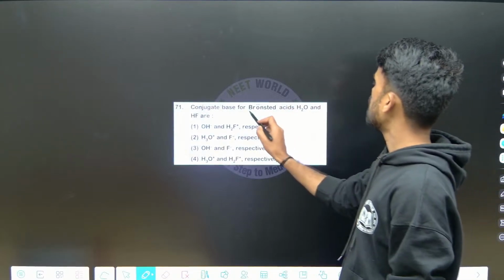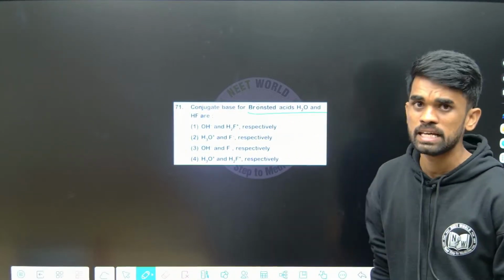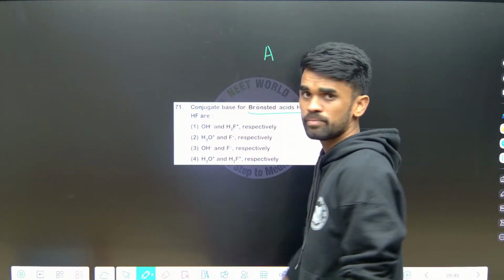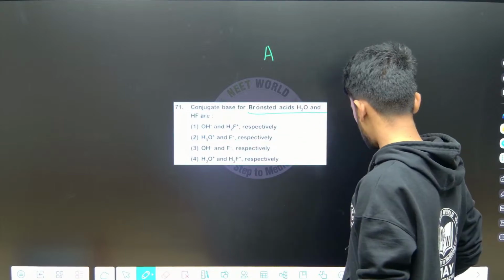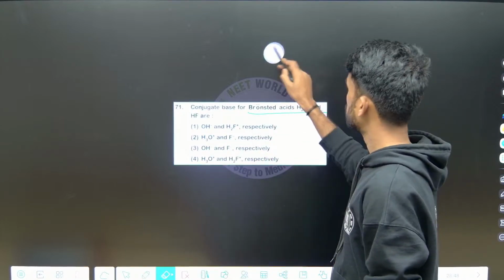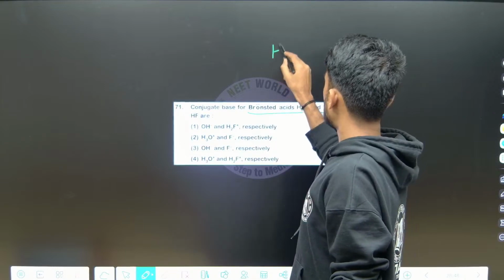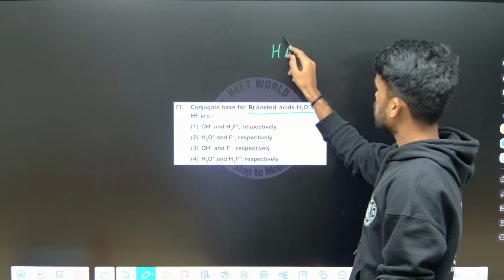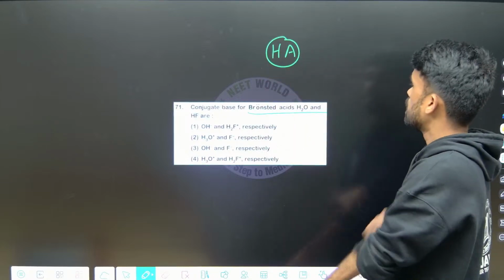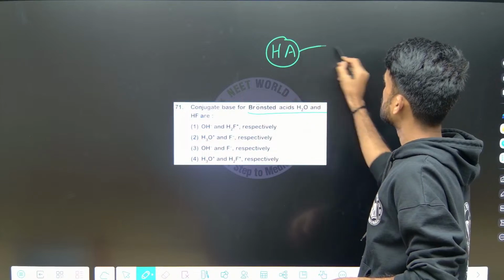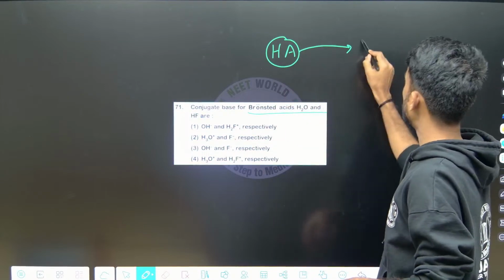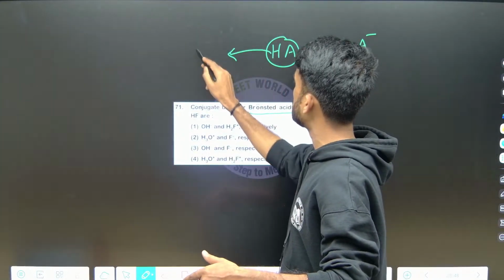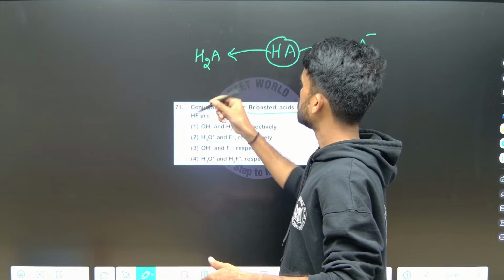Okay. Always remember, conjugate acid-base pairs differ by an H plus ion. For example, I have A, its conjugate... let me write here. I have HA, let us say. So this is the substance. If I say, the conjugate base of this molecule will be A minus, the conjugate acid of this molecule will be H2A.